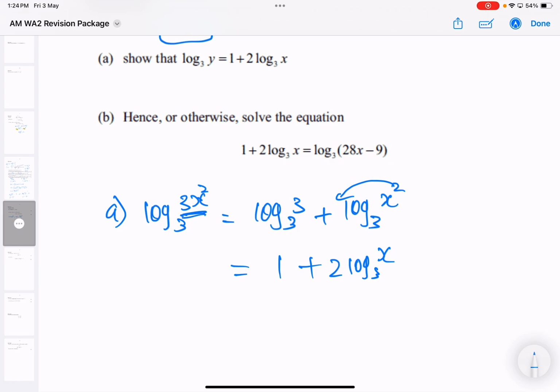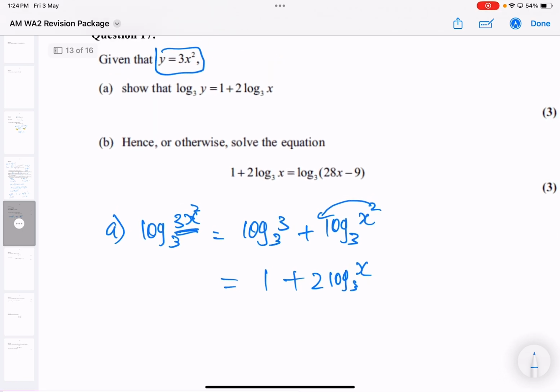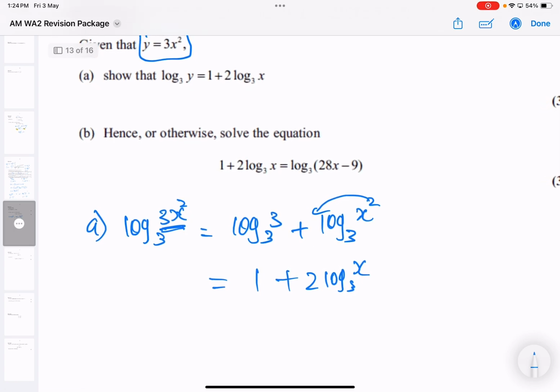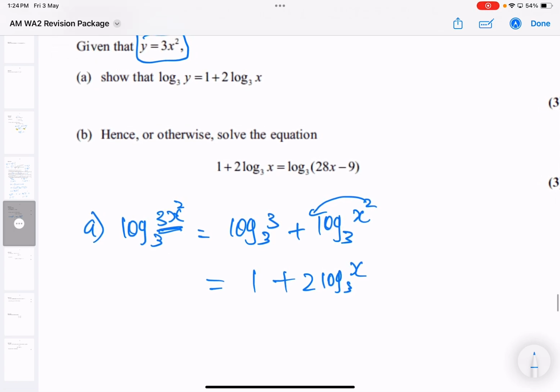Okay, so how to do part B? Hence or otherwise, can you solve the equation? How to solve this? Okay, last question we're going through already. So you guys got to put on your thinking cap. I give you a clue. You have to do a substitution. How are you going to solve this thing? It's linked to your part A.